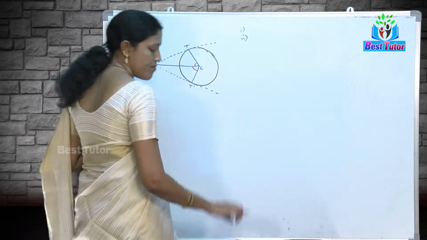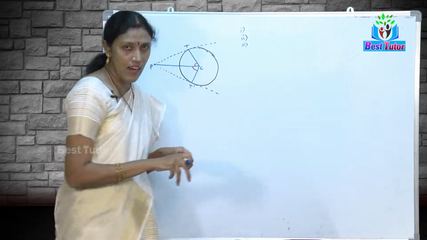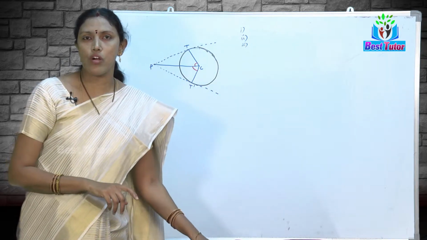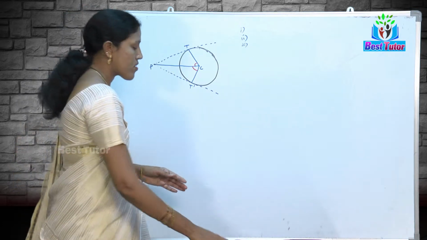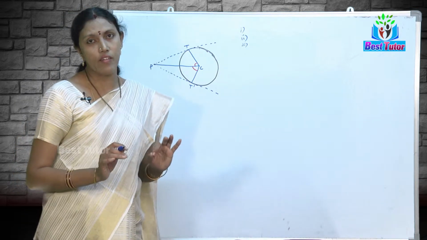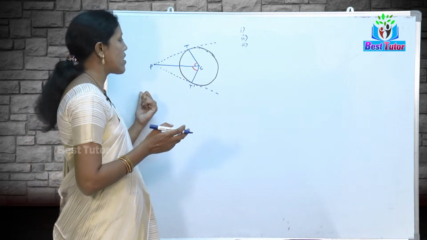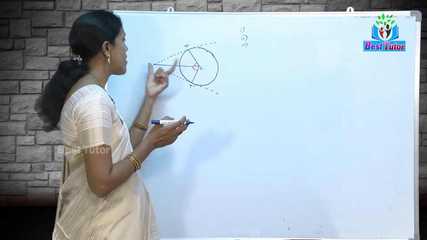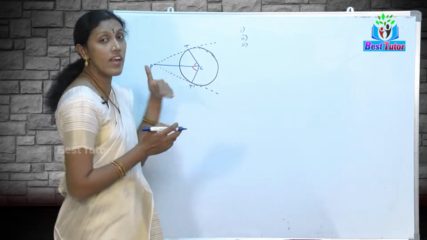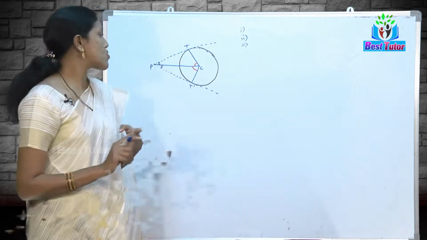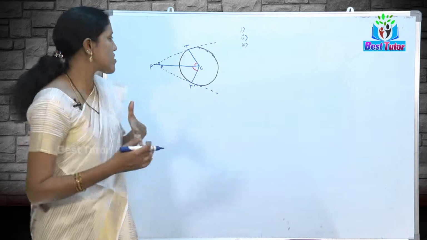Now the third one is they are equally inclined to the line segment joining the external point to the center of the circle. What does it mean? The tangents are equally inclined. That means they make some equal angles. To what? To the line segment joining the center to the external point. This is a line segment joining the center to the external point. And these tangents are equally inclined to that. We are going to prove one after the other.